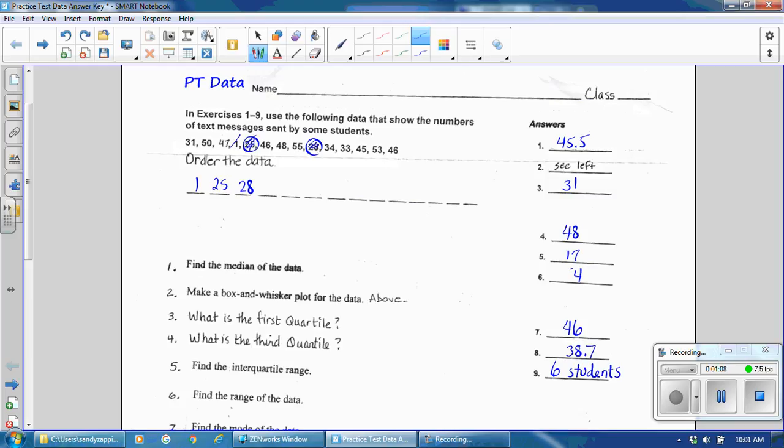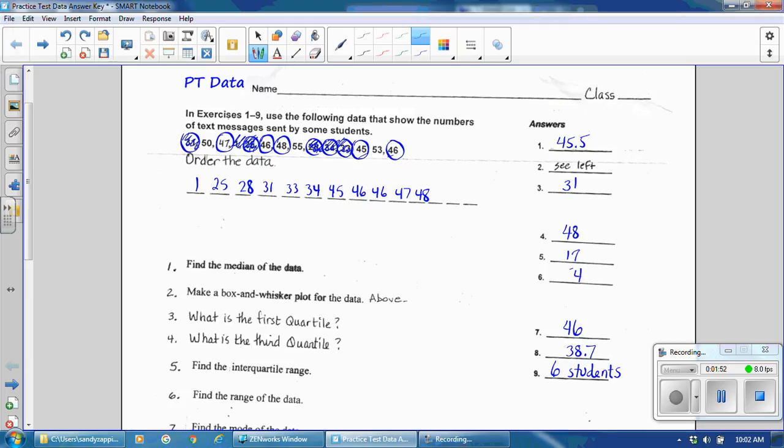Then I want numbers in the 30s. So I have 31, 34, 33, and then I put those in order: 31, 33, and 34. Then I want the numbers in the 40s. So I have 47, 46, 48, 45, and 46. So the lowest of those is 45. So 45, 46, 46, 47, and 48.